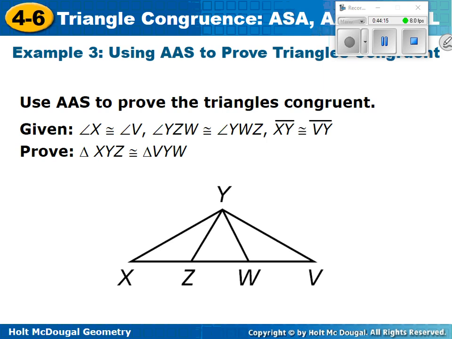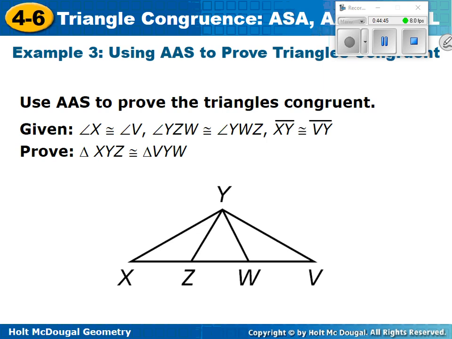Okay. So first thing we're going to do, draw the picture. X, Y, V, C, W. Next thing I'm going to tell you to do before you write down your given is to look to see which two triangles you are even trying to prove congruent. Okay, so go up here, X, Y, Z, and V, Y, W. I would find those triangles first.